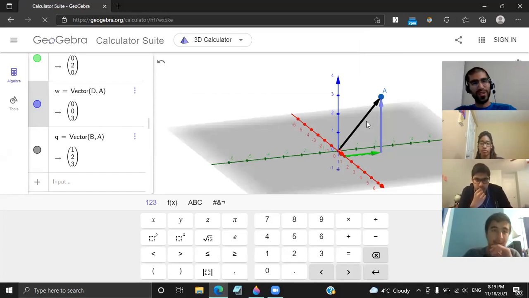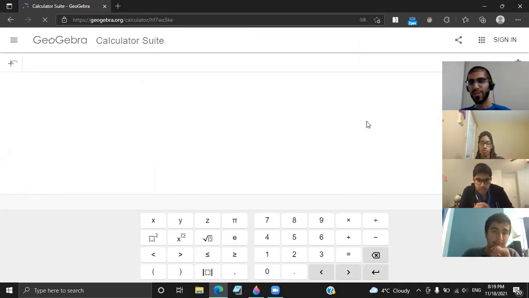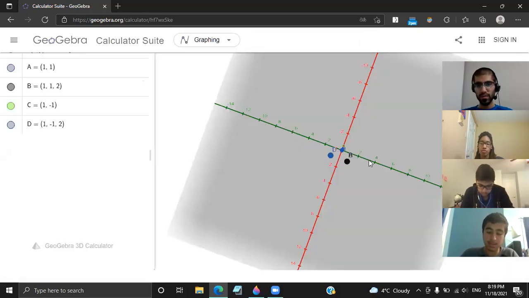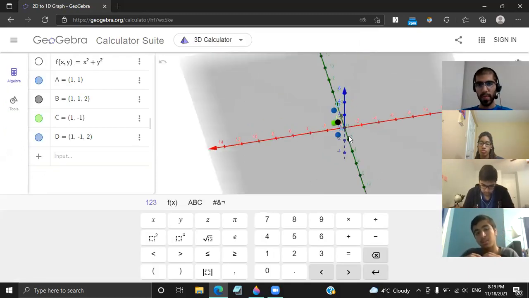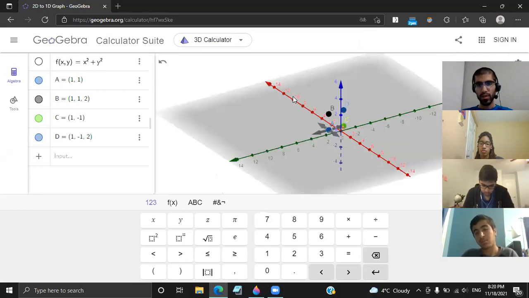So we're gonna, again, give GeoGebra time to load, but it's exactly what Avnish was saying. We just arbitrarily decide that we're gonna have those two sets of axes in one location, and then we're gonna have the other number line going vertically. So here you can see the red line and the green line. That's X, that's Y.